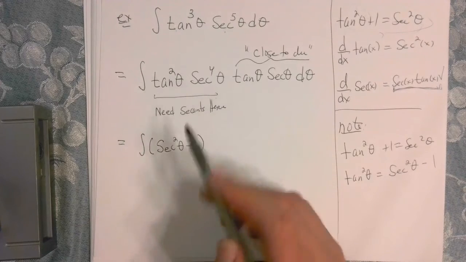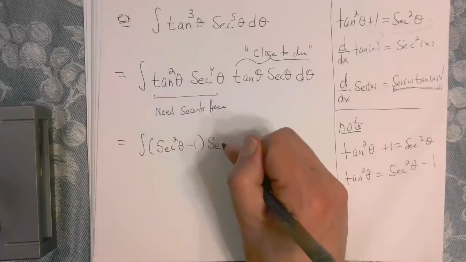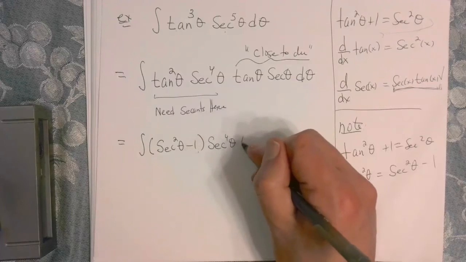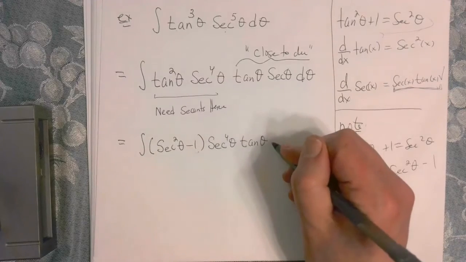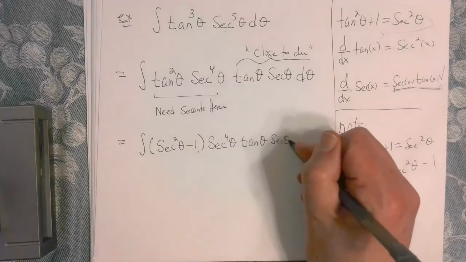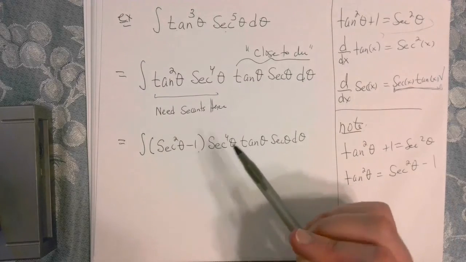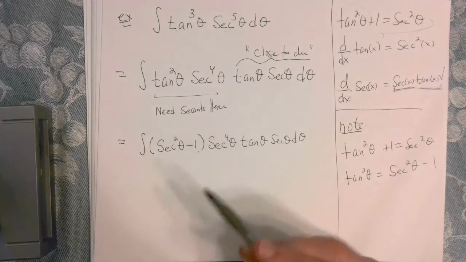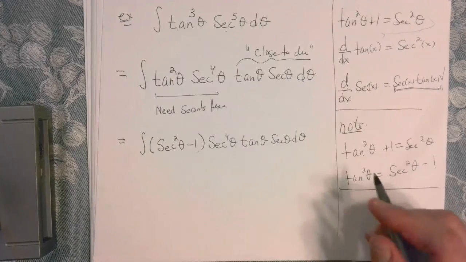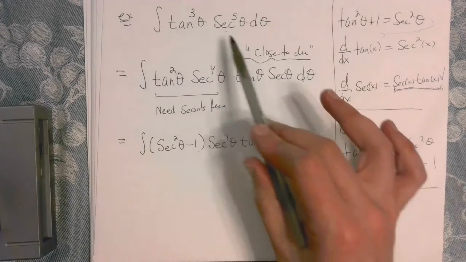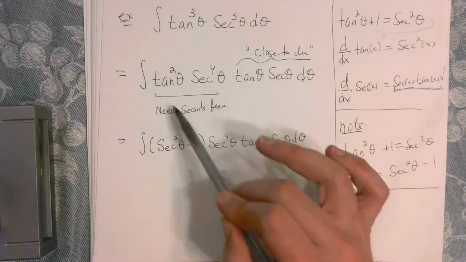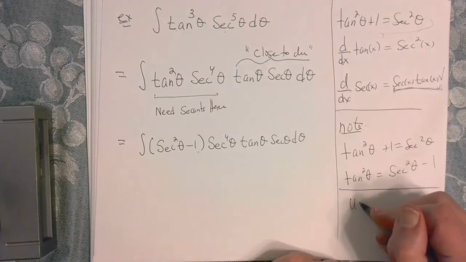Okay, so that gets replaced. I still have the secant to the fourth of theta and this tangent of theta, secant of theta, d theta. I realize that probably looks like a mess to you right now, but after we do our substitution, it's going to be a lot simpler. We've been setting ourselves up for a secant substitution for a while. Now we're just going to carry through with it.